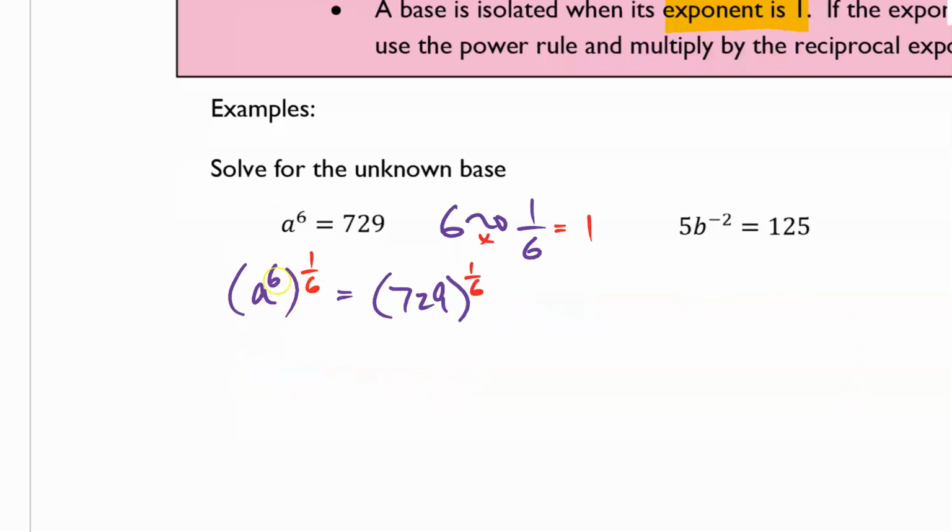What happens on the left side here is this is 6 times 1 over 6, which we already discussed, which is equal to 1. So there you go. That's a to the exponent 1 now, right? And over here, I get 729 to the exponent 1 over 6. And you can do this on your calculators, right? You punch in 729, and you hit this button.